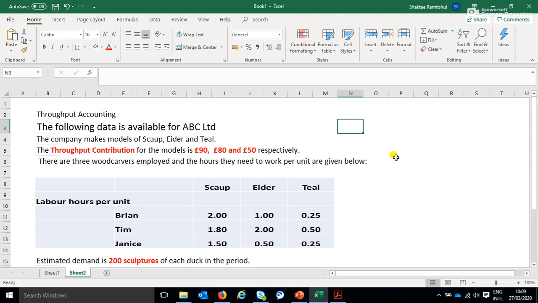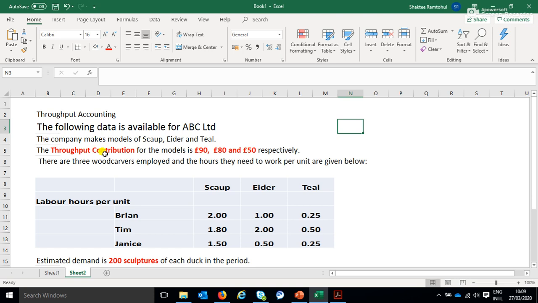bottlenecks. The idea is not to talk about bottlenecks, although we can talk about it a little bit later. Normally, throughput accounting, we tend to use it in a just-in-time system, or JIT. With a just-in-time system, the aim is to reduce stock as far as possible. So we don't want overstocking.